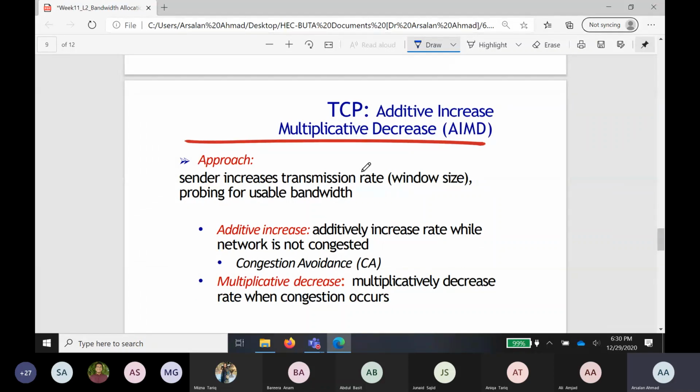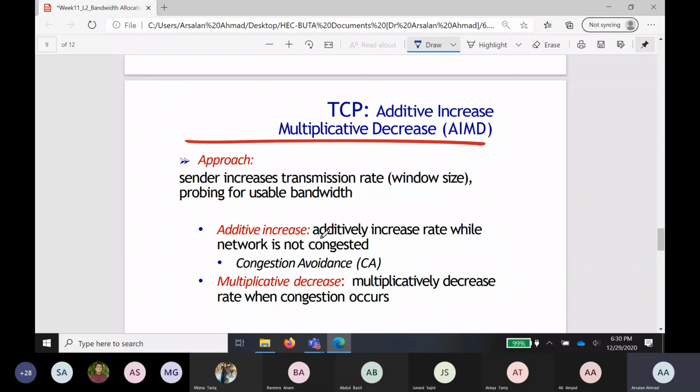So AIMD has two parts. It's an algorithm, a bandwidth allocation algorithm: additive increase, multiplicative decrease. The two parts say that first you will additively increase the rate while the network is not congested. The senders don't see the network, they don't know the network condition at any particular time, but they want to infer the condition. How they can infer it is that they keep increasing their rate in a very careful manner.